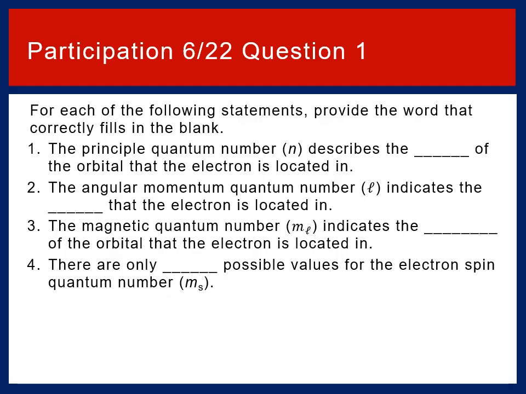Again, for each of the following statements, provide the word that correctly fills in the blanks. 1, the principal quantum number n describes the blank of the orbital the electron is located in. Angular momentum quantum number L indicates the blank that the electron is located in. The magnetic quantum number m sub L indicates the blank of the orbital that the electron is located in. And there are only blank possible values for the electron spin quantum number m sub s.